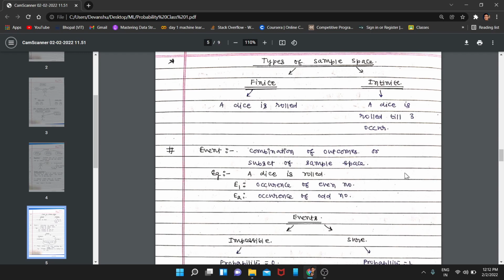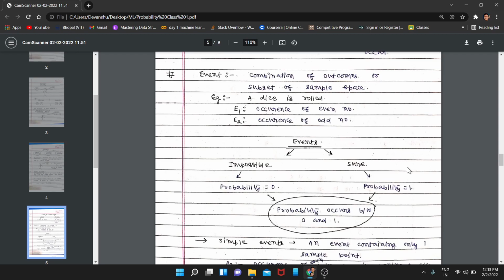There are two types of sample space: finite sample space and infinite sample space. If you are rolling a dice, that is a finite sample space. But if you say that I will roll the dice till 3 comes, then that may take an infinite number of trials, and you cannot define that sample space.